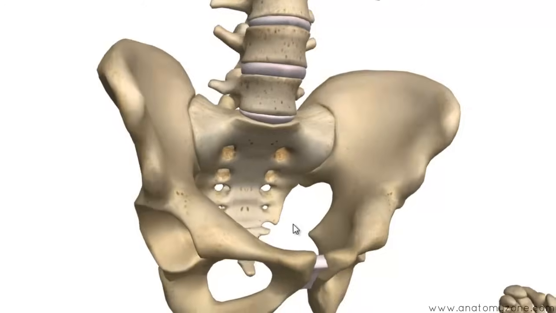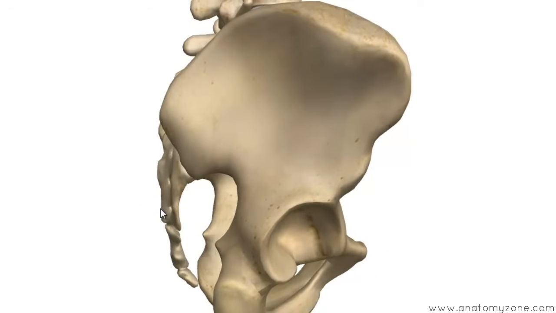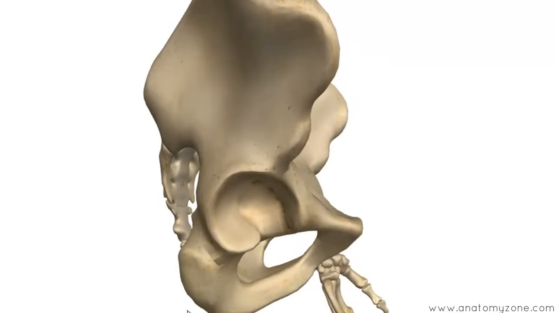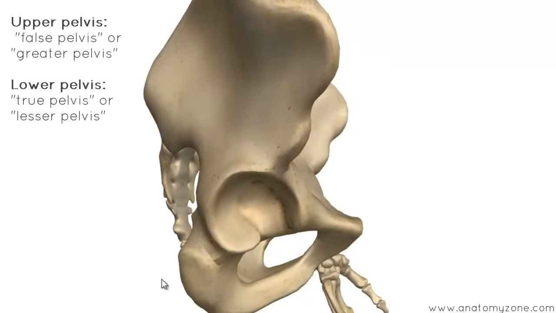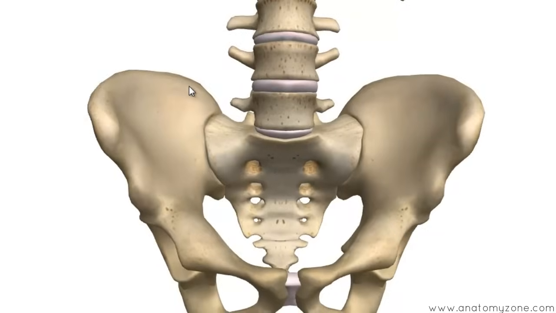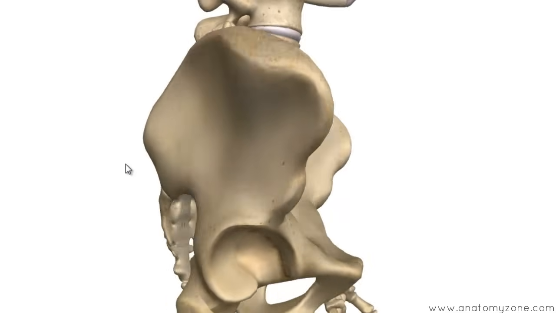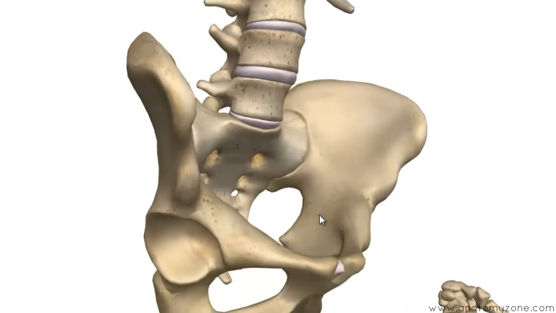You've got the upper region, the superior part of the pelvic bone, which is called the false pelvis, also called the greater pelvis. And you've got the lower part, the inferior part of the pelvis, which is called the true pelvis or the lesser pelvis. The upper part is called the false pelvis because it's often regarded as part of the abdominal cavity rather than the pelvic cavity. The lower part is the true pelvis because that contains the actual pelvic cavity.